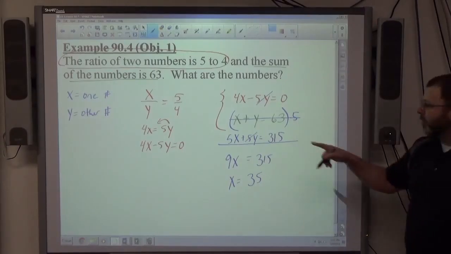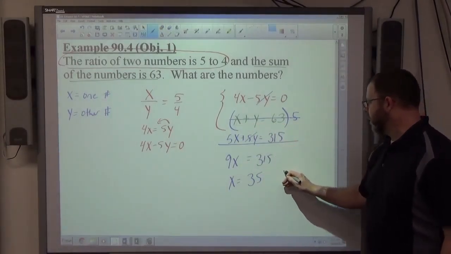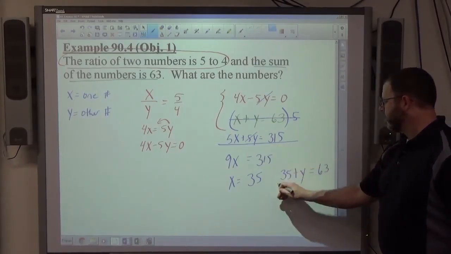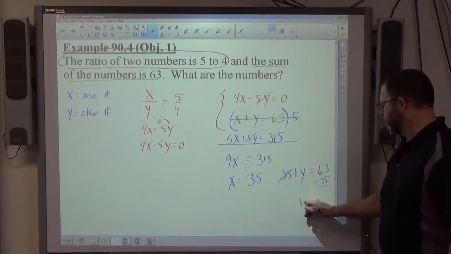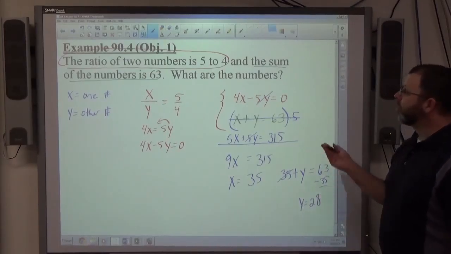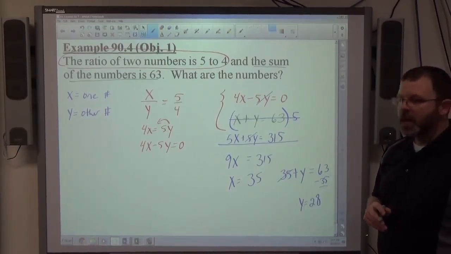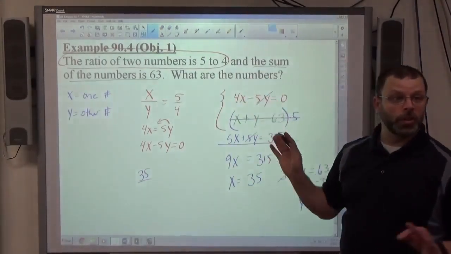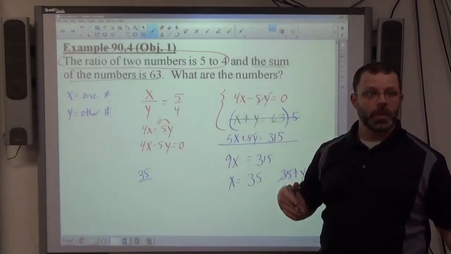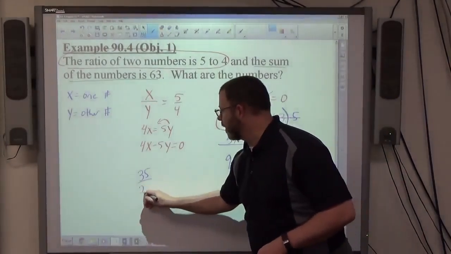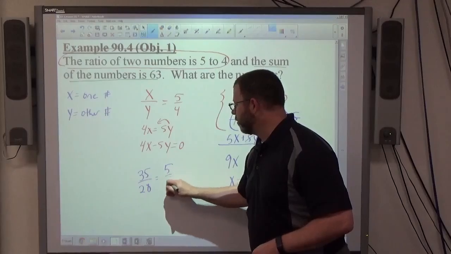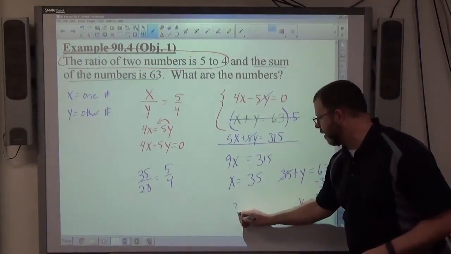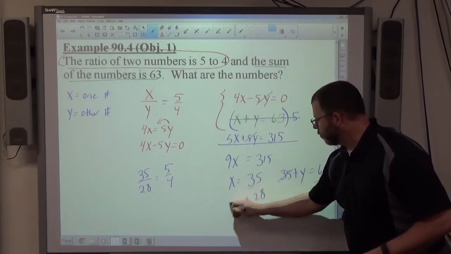And then to find y, I'd probably go to x plus y equals 63. X, which is 35, plus y, which we don't know yet, is equal to 63. Move the 35 over and subtract, and get y is equal to 28. What are the two numbers? 35 and 28. Hey, and we tested it out. It just says what are the numbers, so we're just going to list them as x as 35 and 28. If I want to verify the solutions of 35 over 28, if I reduce it by 7, that reduces to 5/4, right? 35 plus 28 makes 63, so 35 and 28 would be the answers.